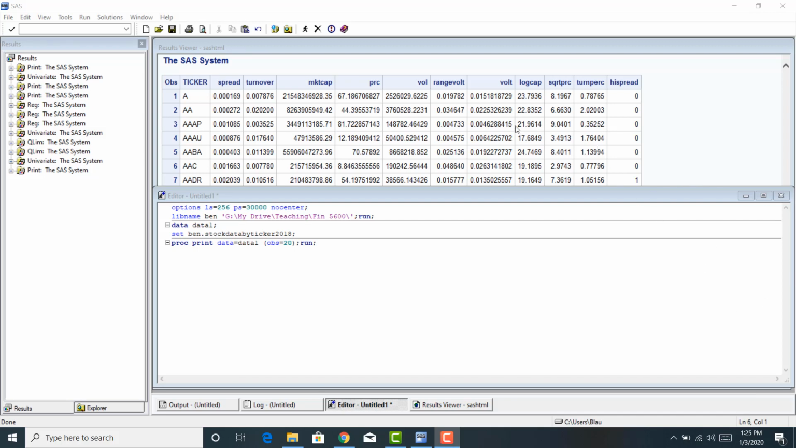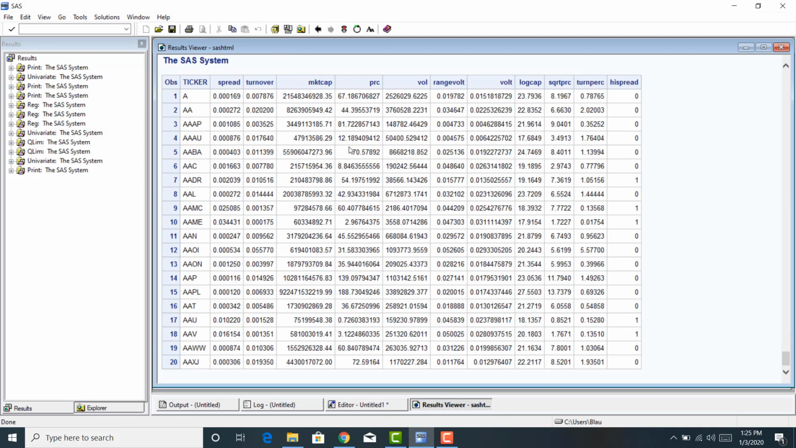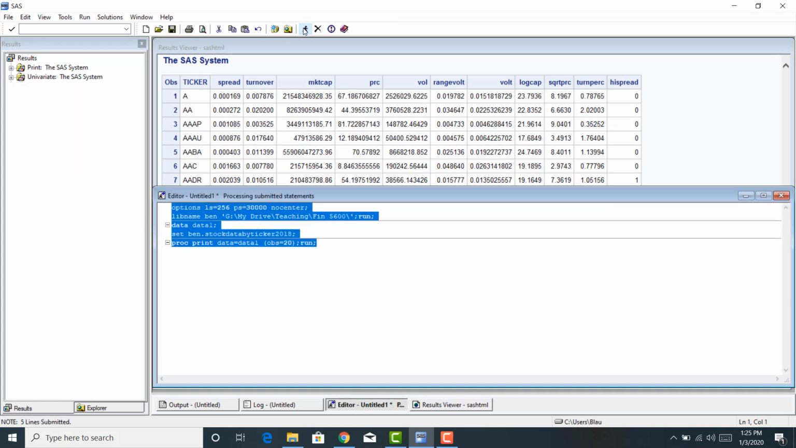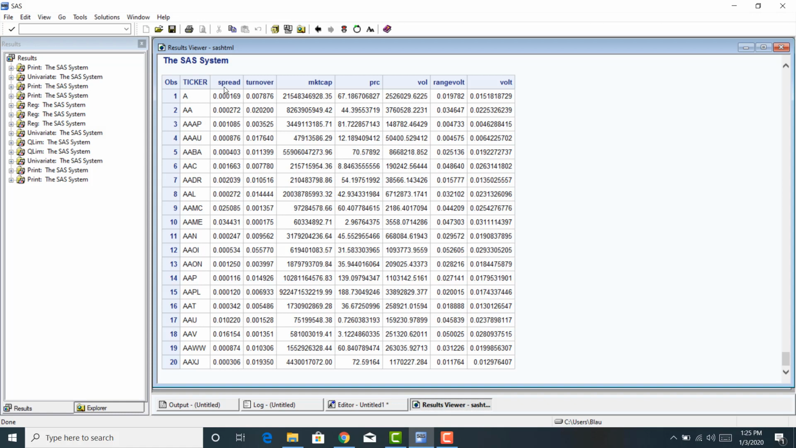Let me just explain what this is. I'm going to run this and pull this new data set in. This data set is the average bid-ask spread for each stock in 2018 across every day. Again, I've calculated the average spread, the average share turnover, which is the ratio between trading volume and shares outstanding, the average market cap, the average stock price, the average trading volume, the average range volatility.